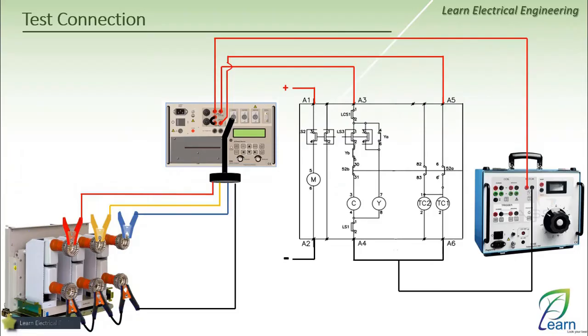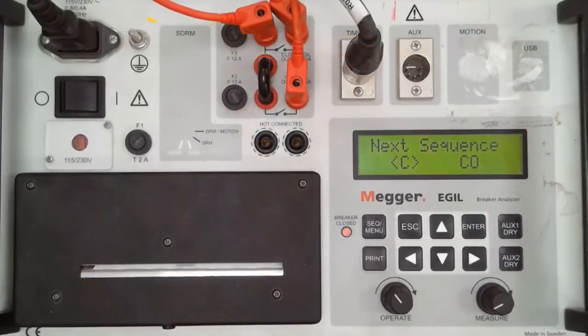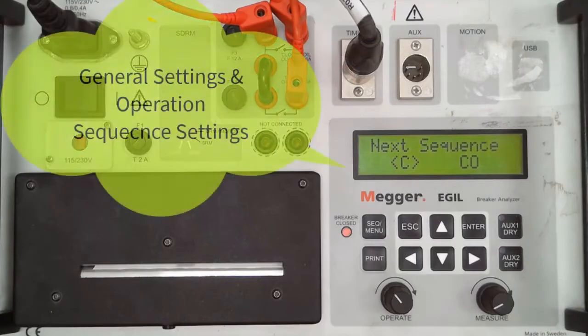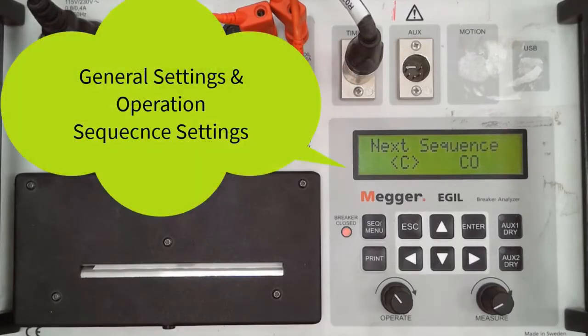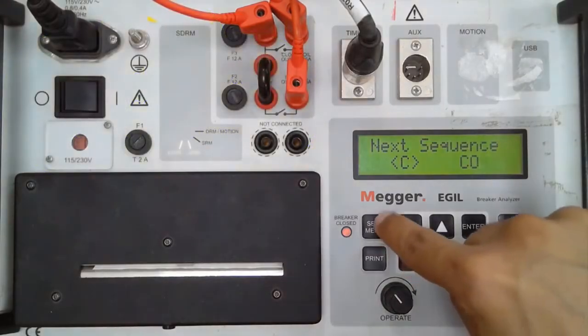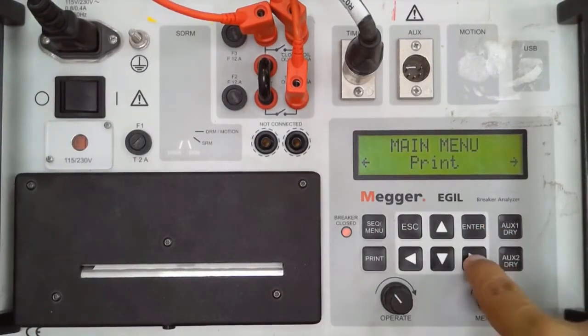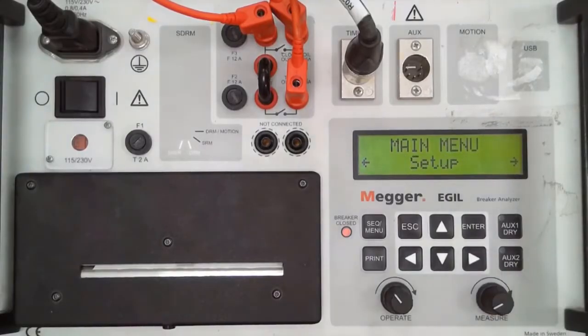In this video, we explained the test connection for the circuit breaker timing test. Let's start the test. The Egil device is a breaker analyzer with features that include general settings and operation sequence settings. Enter the main menu to find setup, print, save, recall, display, monitor, calibration. The first thing I have is the general settings. I will press on sequence or menu and enter the main menu, where I will find setup, print, save, recall, display, monitor, calibration. I will start first with the setup.